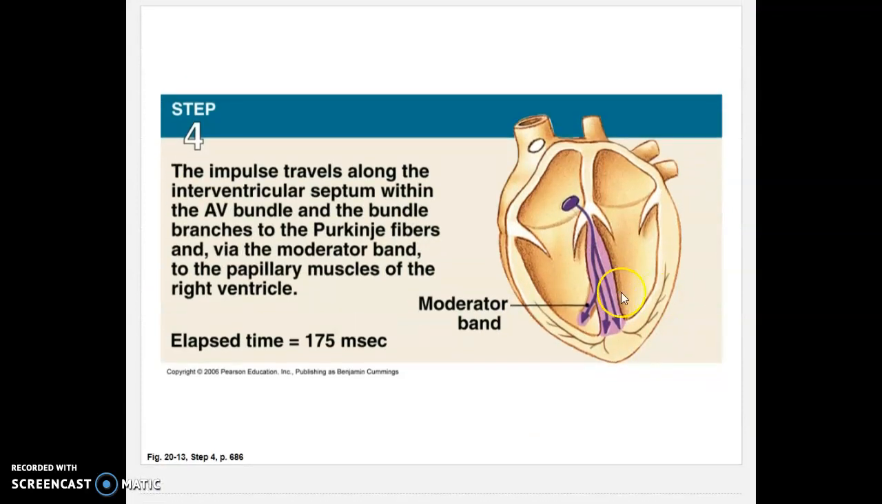Now notice it only takes 25 milliseconds for the signal to pass into the septum and across the moderator band. Again, that moderator band takes the signal to a papillary muscle, and we need to brace that papillary muscle to tighten up the chordae tendineae that's attached to the cusps of my valves. All right, but looking at our timing again, it took 50 milliseconds to get here, 100 milliseconds to delay, that's 150 milliseconds, then 25 more milliseconds. So our total time is 175 milliseconds.